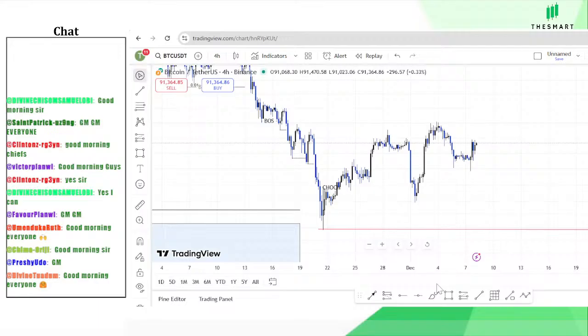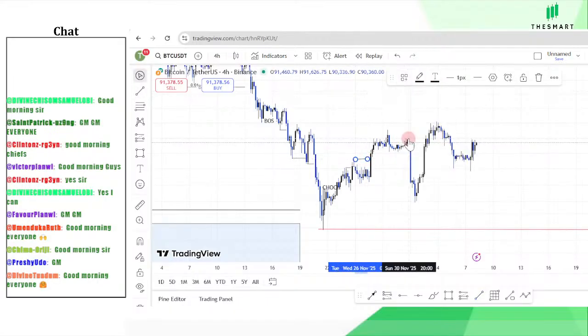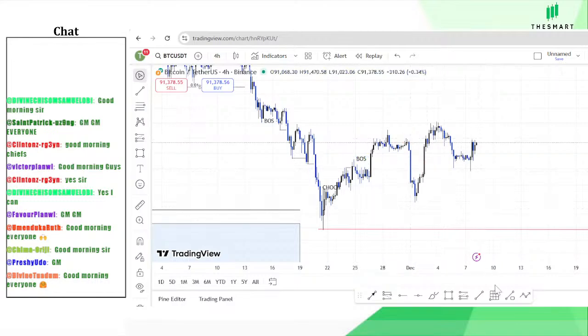We have a change of character there. We have a break of structure, followed by another break of structure to the upside. At this point, we had a change of character to the downside.